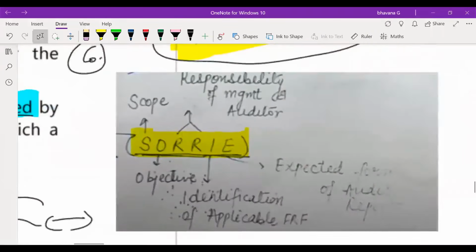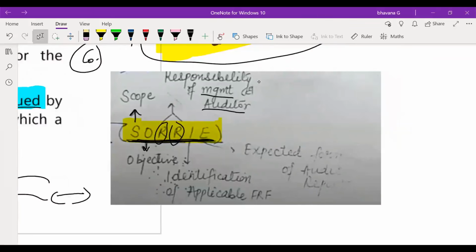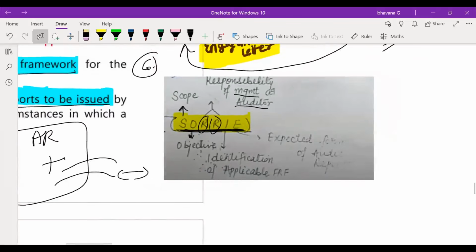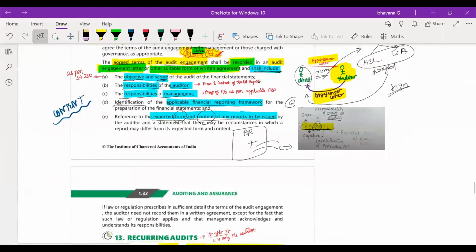To remember them, I've given you the mnemonic SORRIE. S is the scope of audit. O is the objective of audit. R and R, there are 2 R's. One R is for responsibility of management, the other R is for the auditor's responsibility. I is identification of the applicable FRF, and E is the expected form and content of the audit report. So you have to remember it as SORRIE. Okay.